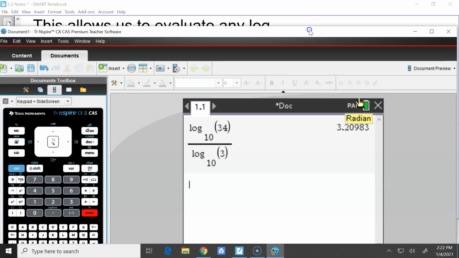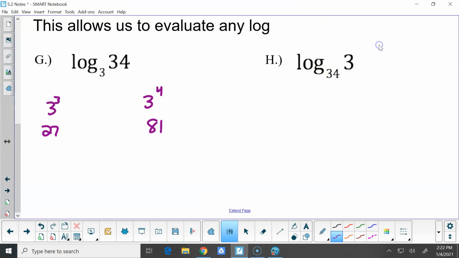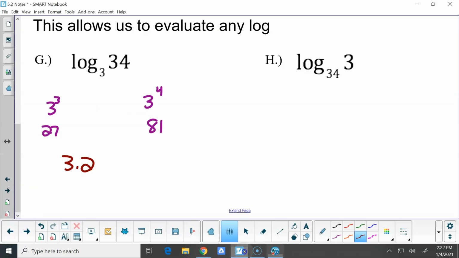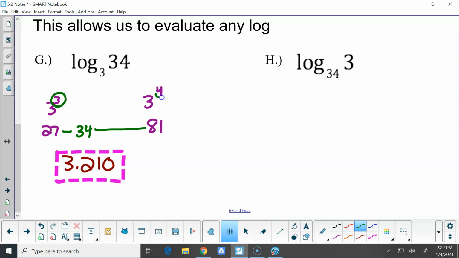3.209. We'll usually round to 3 decimal places. And that, to me, makes sense because 34 is in between 27 and 81. It's closer to 27, so I should be closer to 3 than to 4 on my exponents. Okay?